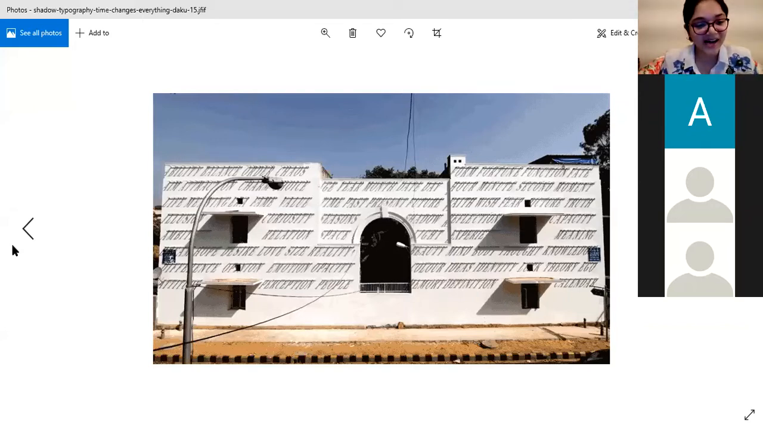What else? I think the architecture elements also play a significant role. Would you like to elaborate, Sagar? Please go ahead. I do think so too. Yes, please go ahead.